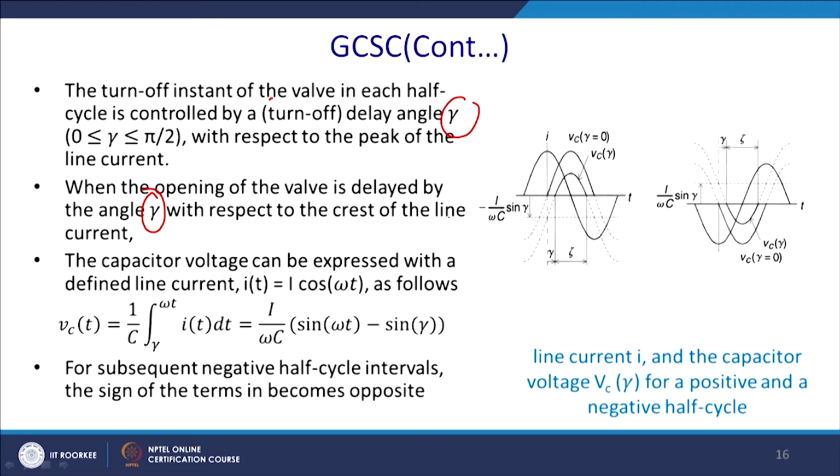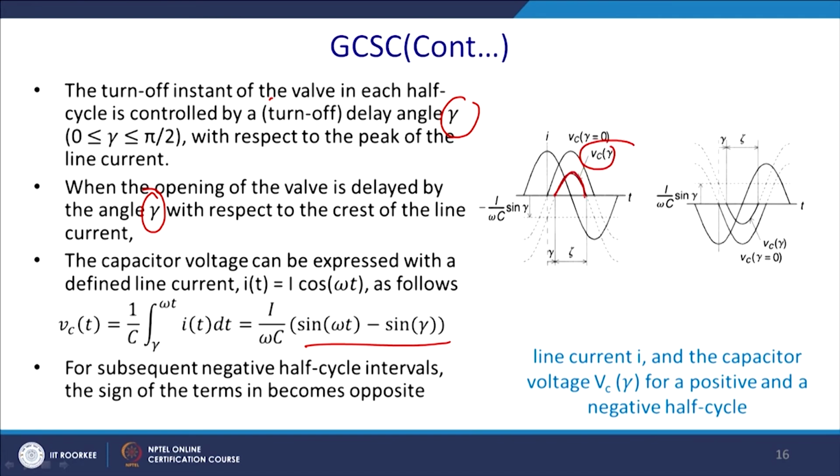When opening of the valve is delayed by an angle lambda with respect to the crest of the line signal, then the capacitor voltage can be expressed with the definite formula. So, Vc will be basically 1 by C integration of lambda to omega t, I dt, so 1 by omega C, omega t minus sin lambda. For the subsequent negative half cycle the same will be followed. So, ultimately this is V lambda.